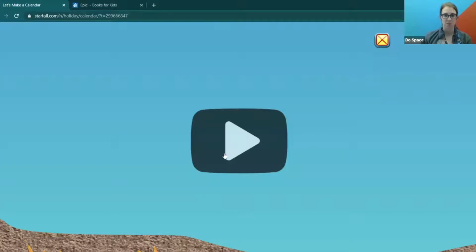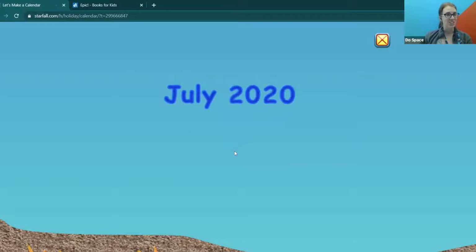So for example, you should see a big white triangle right here in the middle of your screen. Can you go ahead and touch that in 3, 2, 1, touch? Did your screen change? Nice. So you should be able to see now the month that we're in and the year that we're in. So this word right here is our month, and this big number is our year.